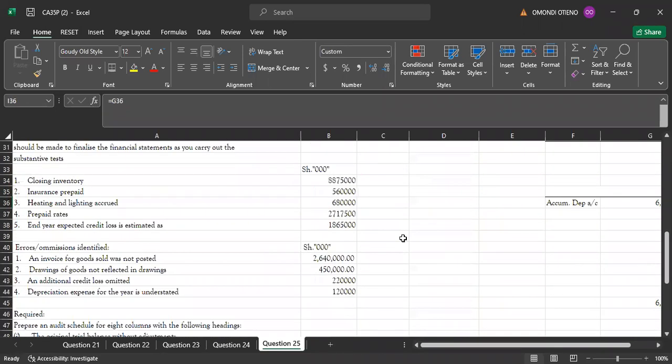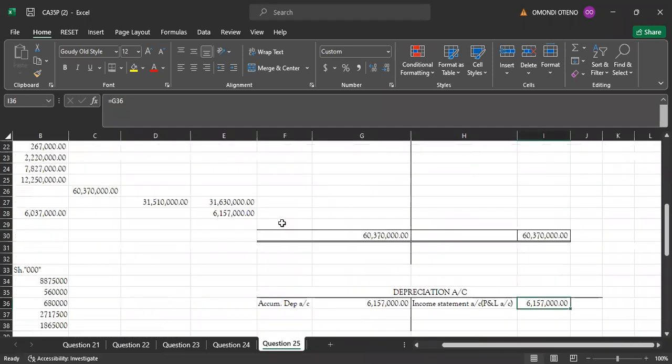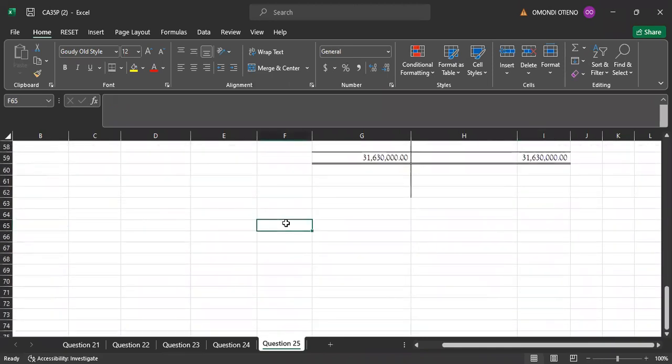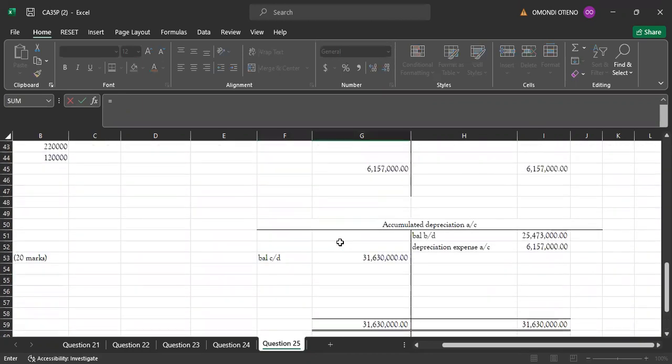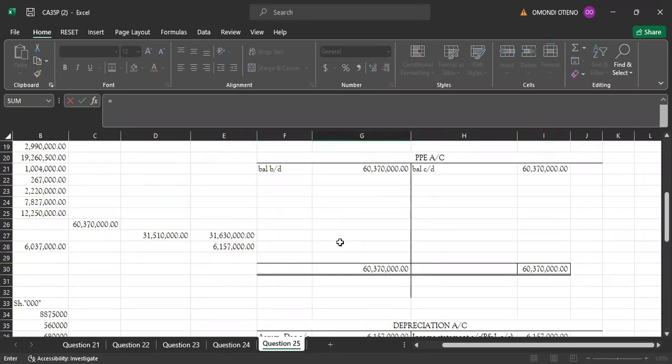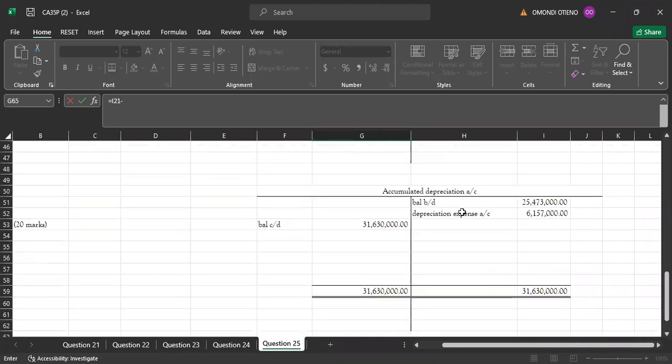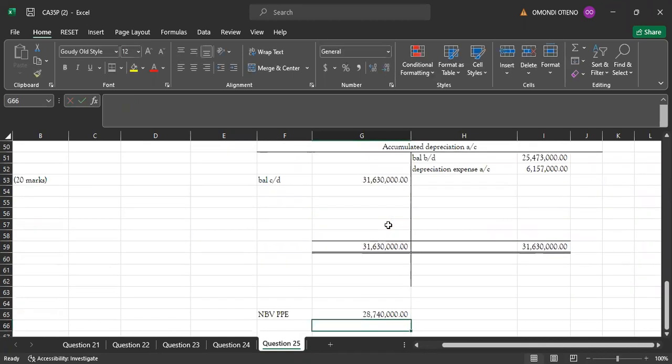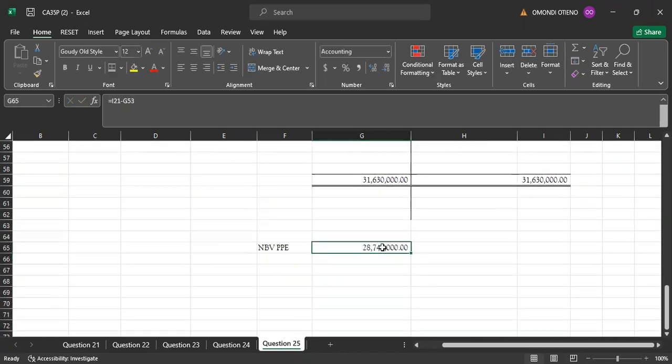When you look at the prepayments, by just doing that, I believe we now know that we can get the net book value if you're going to prepare the balance sheet. The net book value of PPE will basically be equivalent to the cost at the end of the year, which is this balance carried down. Then I subtract accumulated depreciation at the end of the year, which happens to be our balance carried down of the accumulated depreciation account. So my net book value of this asset, when I'm going to prepare the statement of financial position, is 28,740,000.